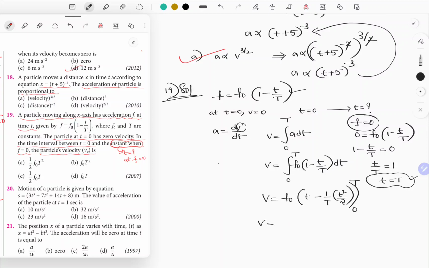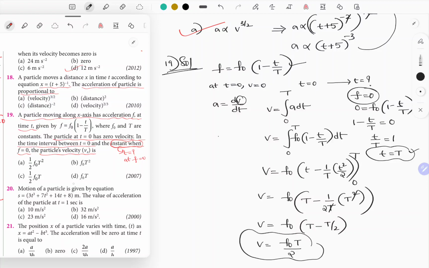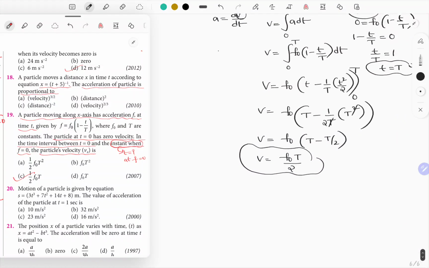Let me substitute that. v is equal to f naught, and in place of small t we have to substitute capital T, which is T minus 1 by T into T square by 2. No need to substitute the 0 limit, that is going to be 0 itself. So T will get cancelled. So v is equal to f naught into (T minus T by 2). The final answer, v is equal to f naught T by 2. Which option is matching? Option C. So this is the way to answer this kind of question.